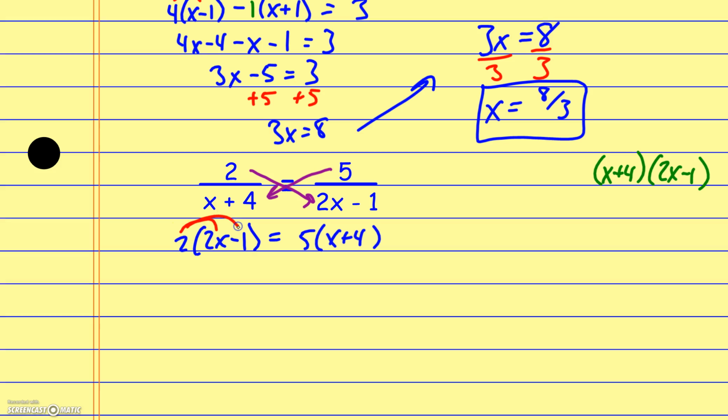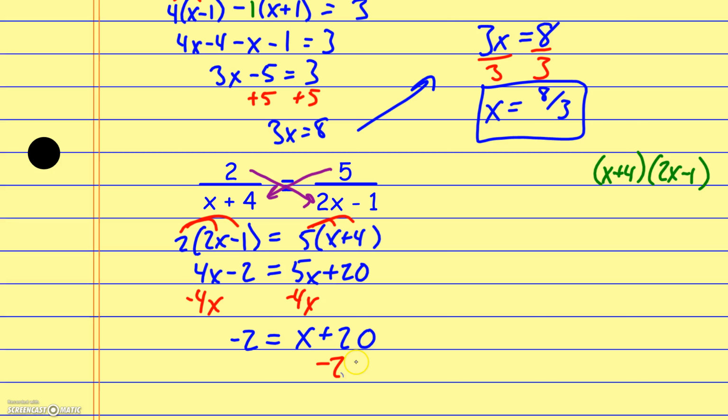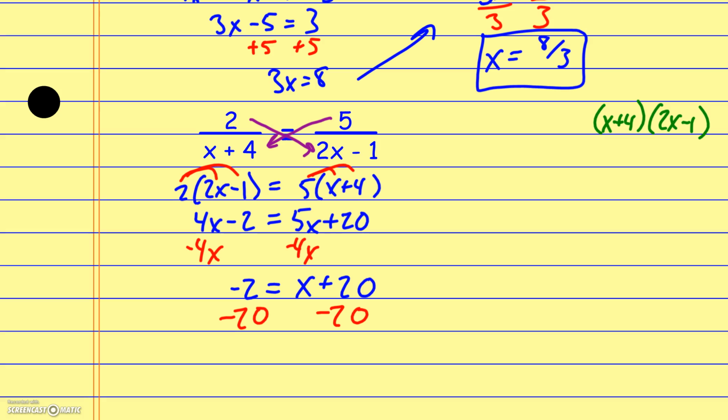I go ahead and distribute. That's going to give me a 4x minus 2. Over here I distribute, and it gives me a 5x plus 20. And now I've got to get all the x's on the same side, so I'm going to subtract the 4x. That's going to be an x plus 20. And now I'm going to go ahead and subtract the 20 from each side. And I find out that x equals a negative 22.